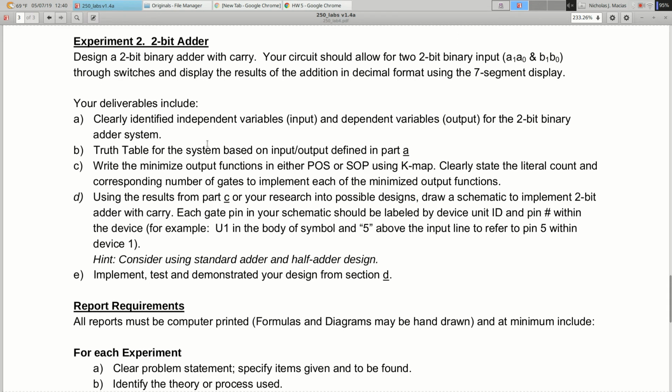The main experiment is the 2-bit adder. The goal here is to have 2 bits representing the number A, 2 bits representing B, and your output is a 7-segment display that shows the sum of those 2 numbers. So if you set your switches to say 2 and 3, the display should show a little 5. And if you set it to 1 and 1, then your display should show a 2, and so on.